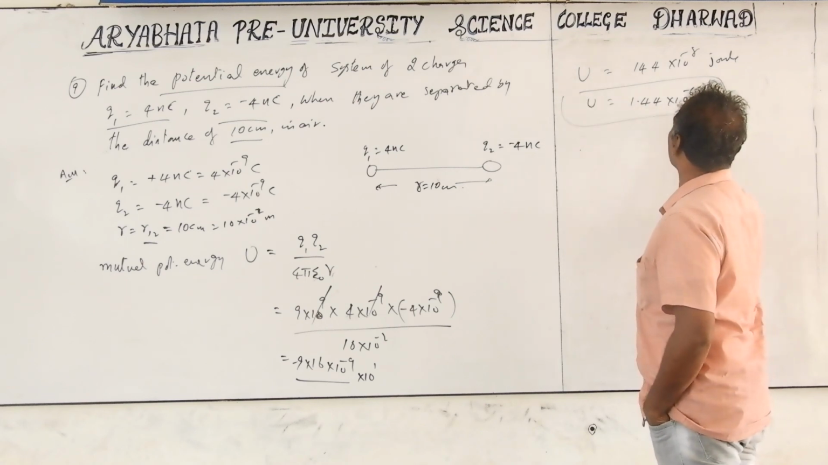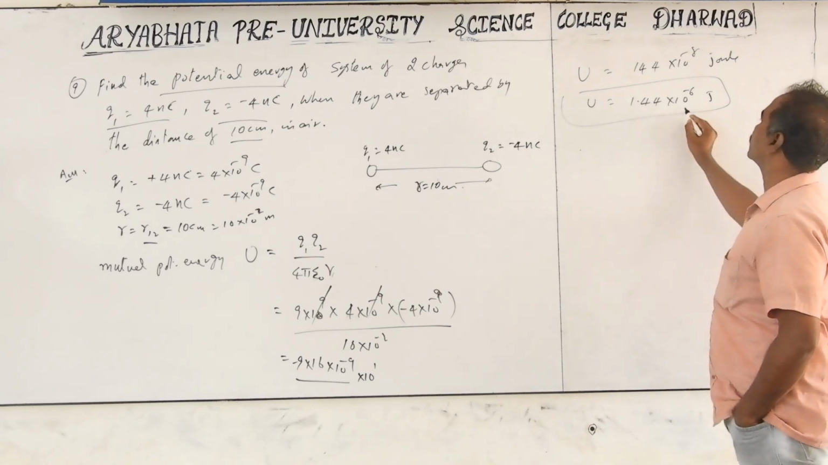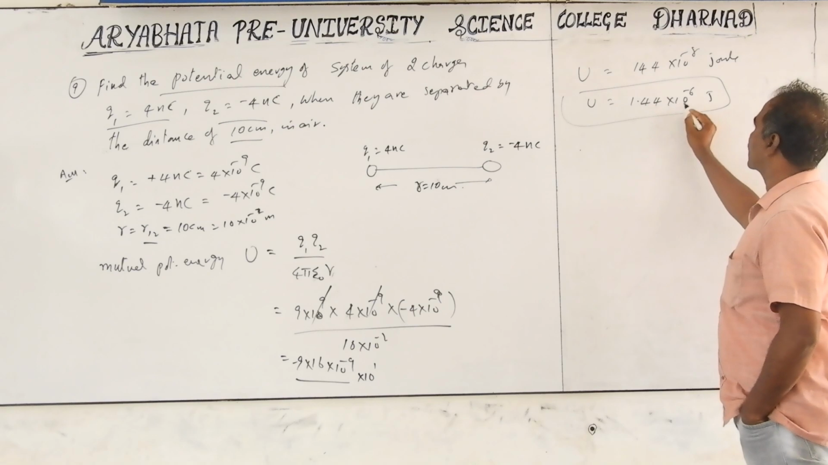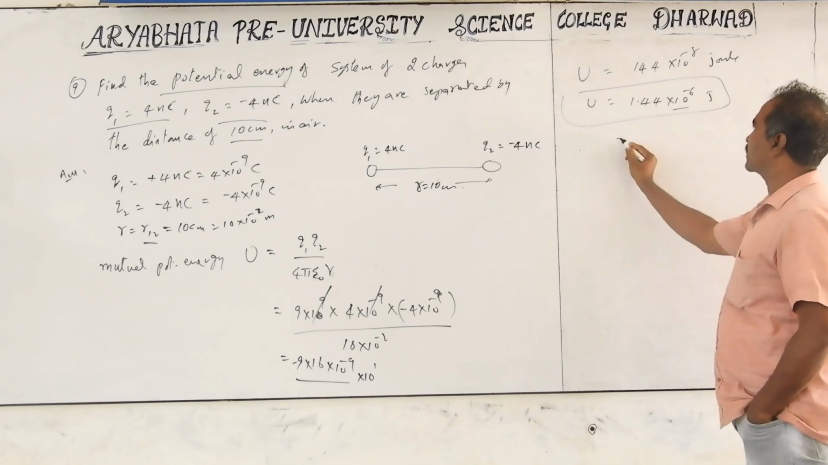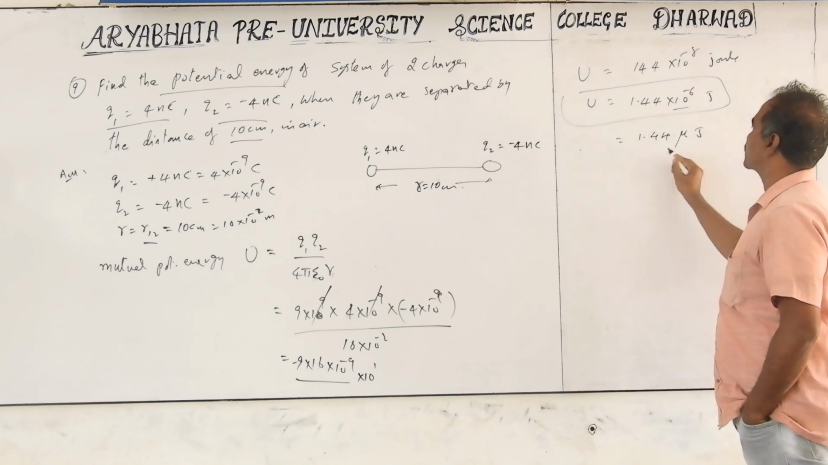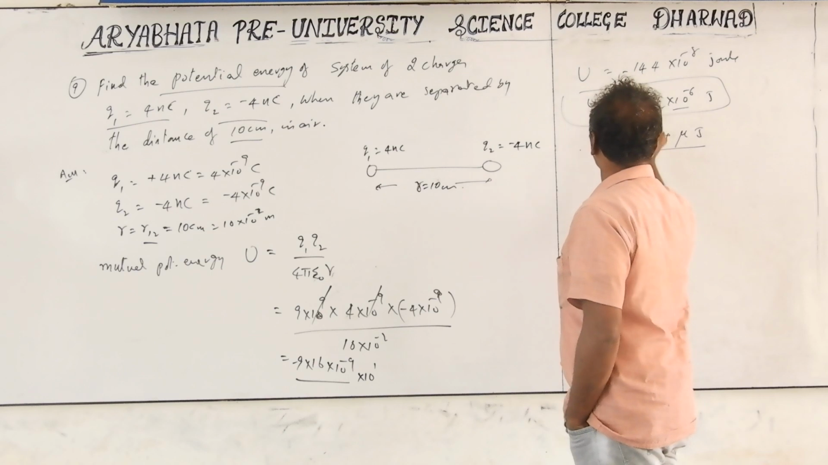You can also write this in microjoules, but you can leave it in SI units at the end. But you must know how to convert it into microjoules. That means 1.44 into 10 to the power of minus 6 joules can be written as 1.44 mu joules, that is microjoules. The negative sign you have to put.